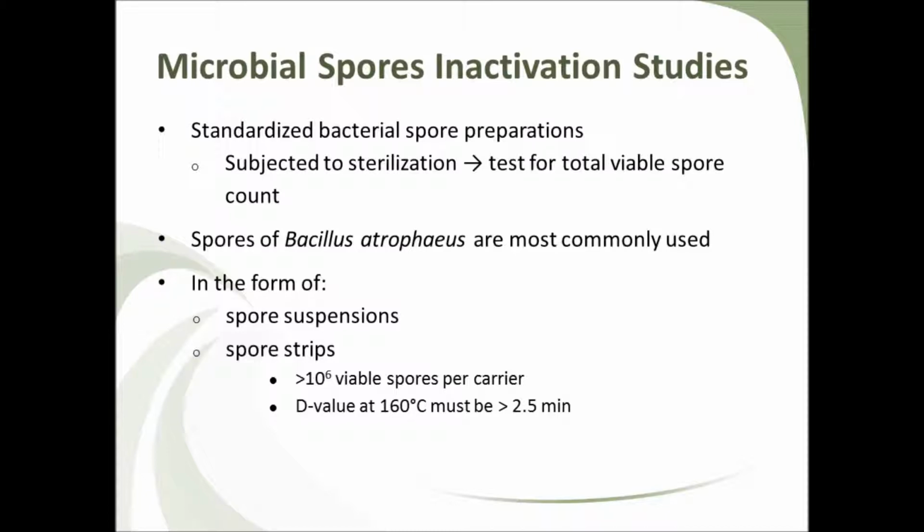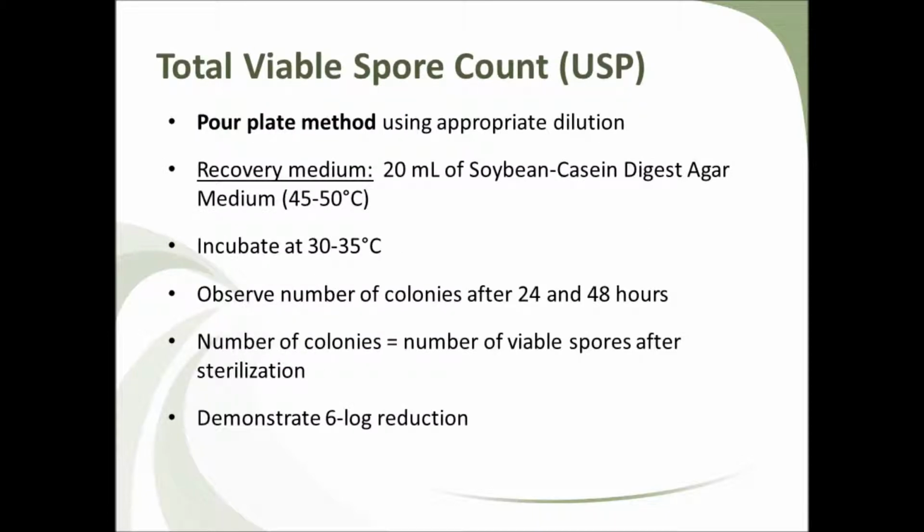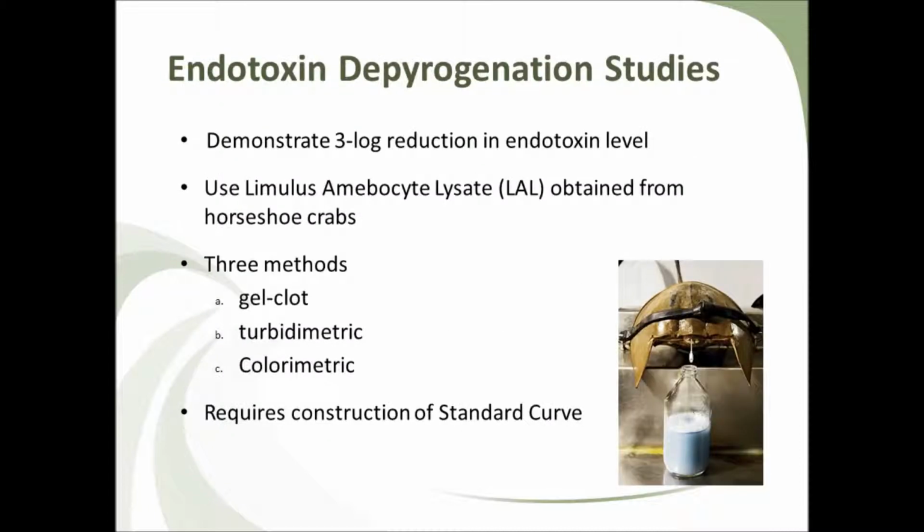According to the BP, the number of viable spores must exceed 1 million per carrier, and the D value at 160 degrees Celsius should be more than 2.5 minutes. According to the USP, viable spore count is determined using the pour plate method. The recovery medium used is 20 milliliters of soybean casein digest agar medium. The number of colonies is taken to be the number of spores that remain viable after the dry heat sterilization. The number of spores should show a 10^6 reduction.